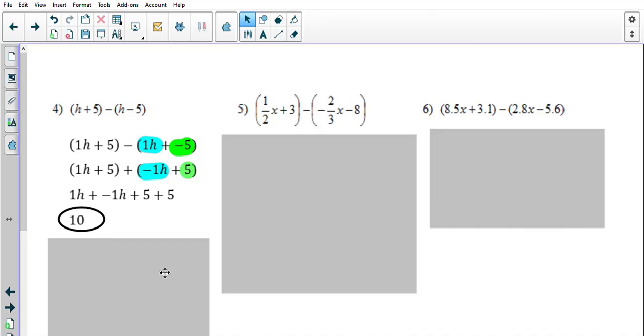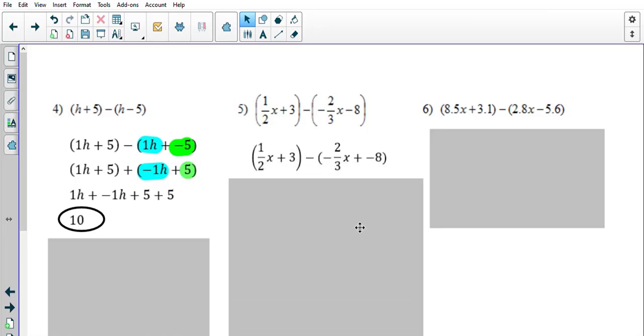All right, you didn't think you could get away with these problems without seeing some fractions and decimals. Let's see those. In number 5, add the opposite in that second set of parentheses to become negative 2/3 x plus negative 8. I forgot to change my parentheses to the big parentheses. No big deal. All right, steps 2 and 3.